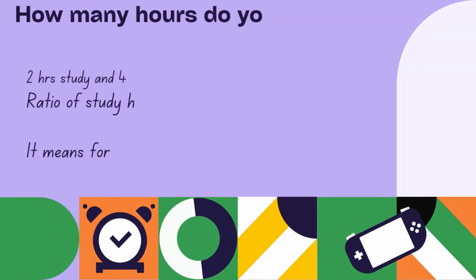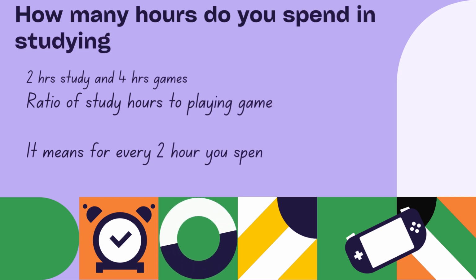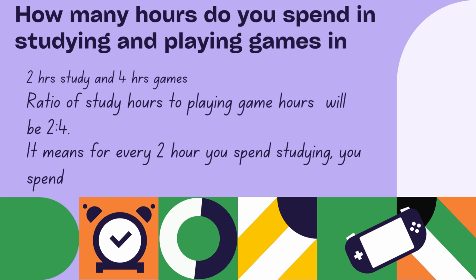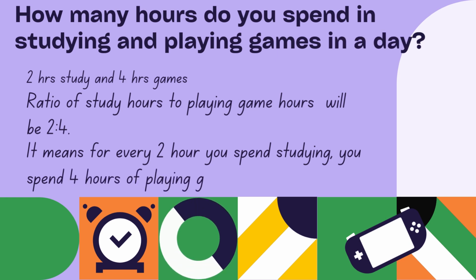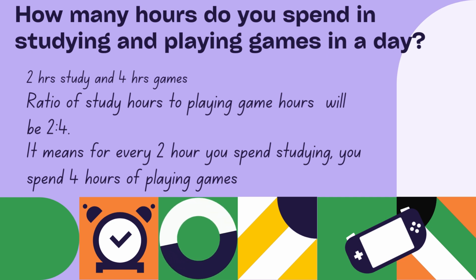So basically, how to start the teaching process in ratio is, first, we have to relate the ratios and the content with real life situations. For example, it can start with a question like, how many hours do you spend studying and playing games in a day? If it is 2 hours studying and 4 hours playing games, then the ratio of study hours to playing hours will be 2 is to 4.